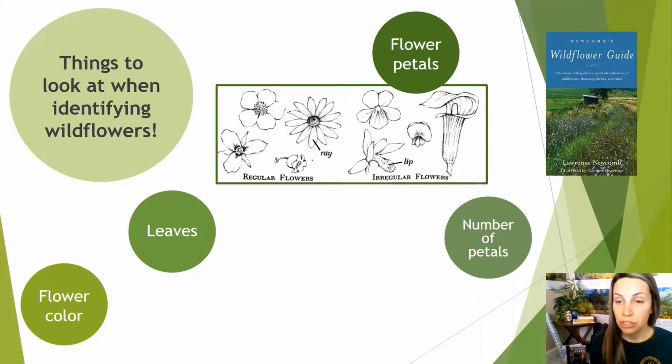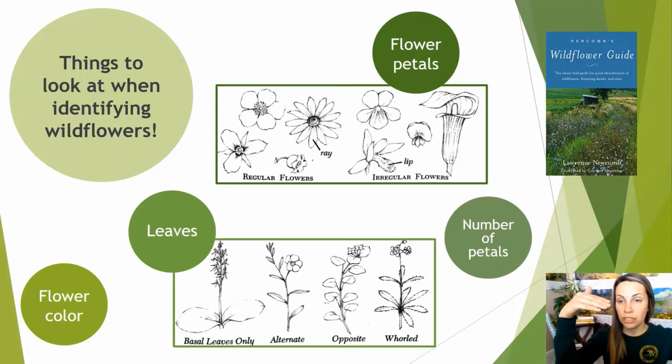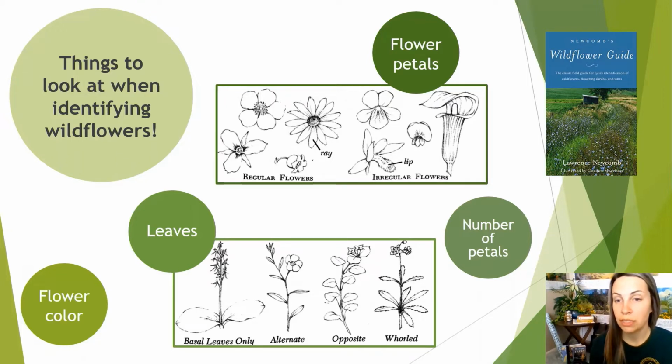And we need to look at the arrangement of the leaves. So these illustrations are both from the wildflower guide pictured here. And our leaves can be arranged in 4 different ways. They can be basal leaves, meaning they're just at the base of the stem only. They can be alternating up the stem, meaning that pairs of leaves climb the stem alternate from each other. Or they can be opposite, meaning that pairs of leaves climb the stem directly opposite of each other. Or they can be whorled, which means that the leaves are whorled around the stem in bunches.